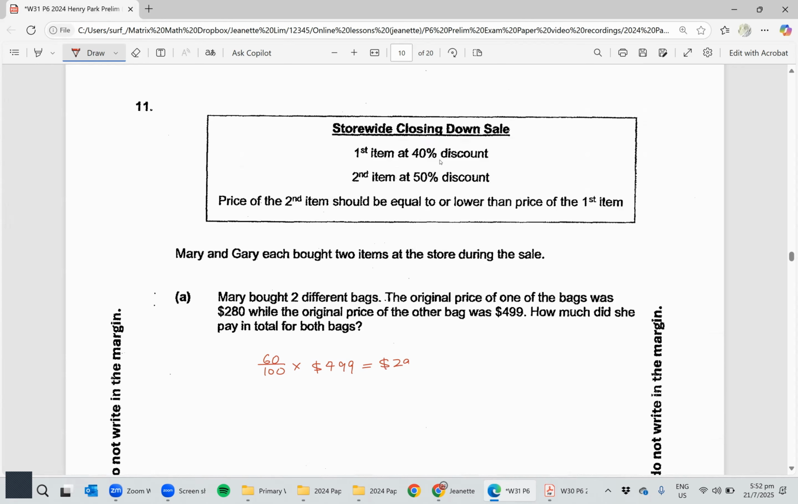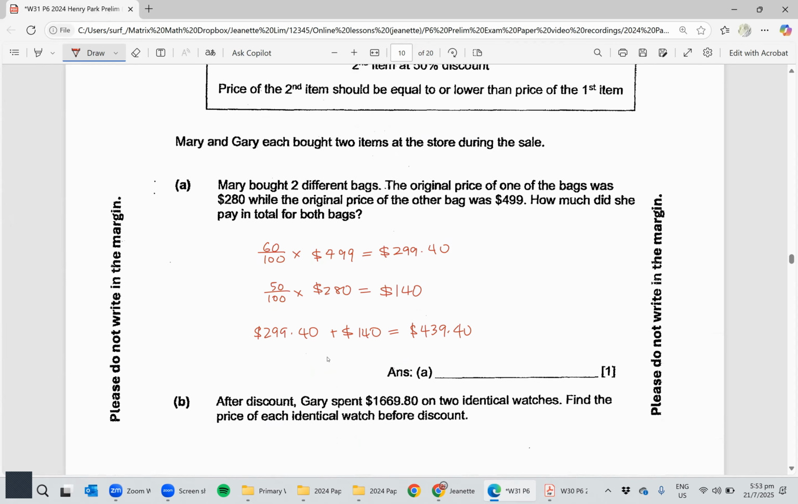This would be $299.40. The second item is 50% discount. So 50% times $280. This will give us the amount that she paid for the second bag. So now add them up. And you will get $439.40. Okay, that's the amount she paid for both bags.